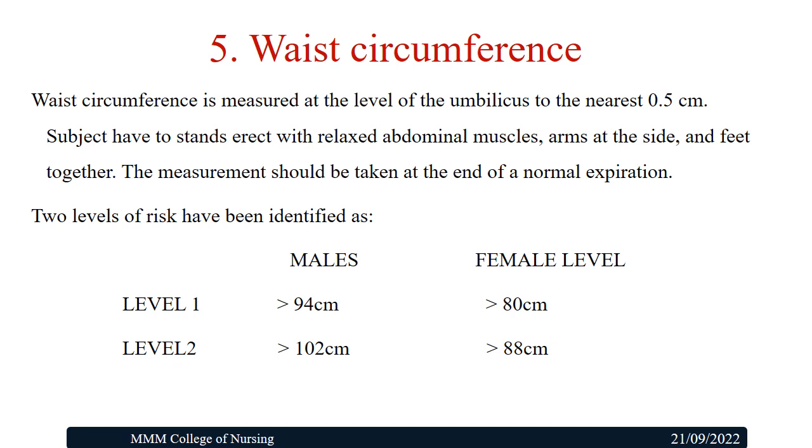Waist circumference is measured at the level of the umbilicus to the nearest 0.5 cm. The subject has to stand erect with relaxed abdominal muscles, arms at the side and feet together. The measurement should be taken at the end of normal expiration.